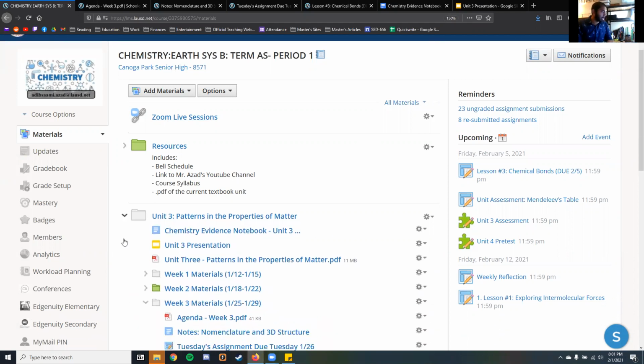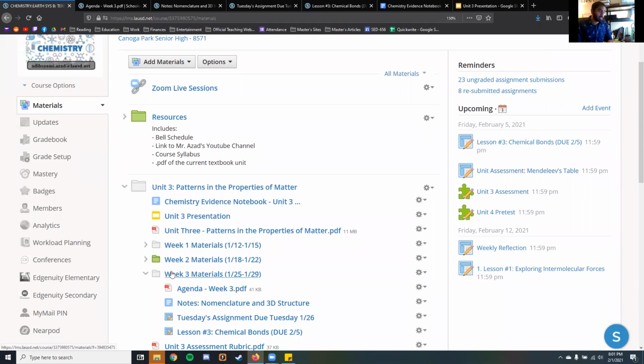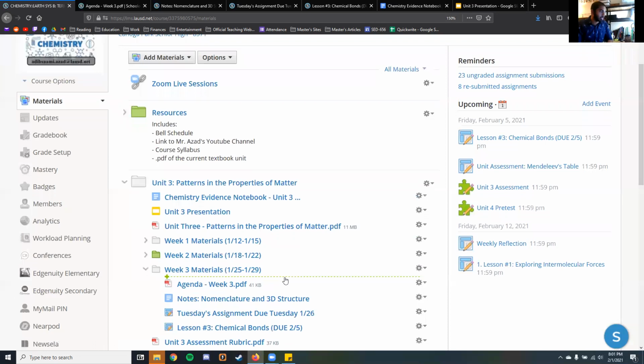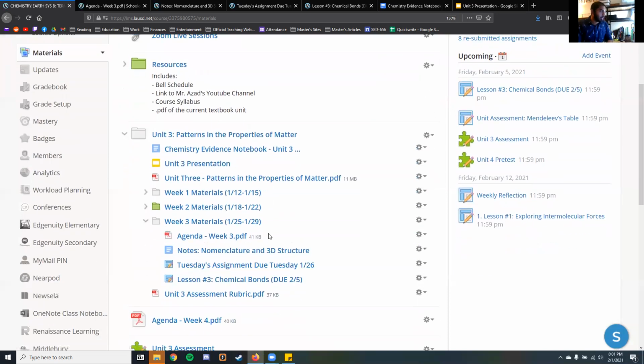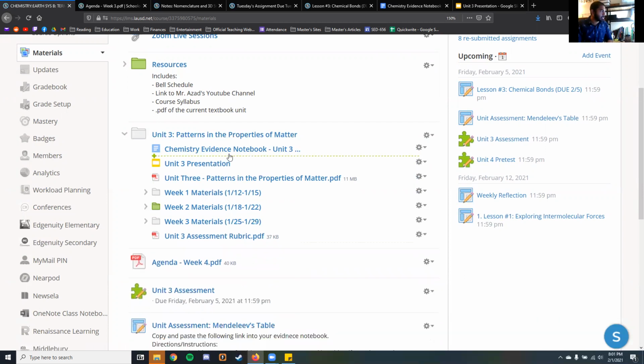The past week's stuff is in its own folder in the unit 3 folder. So you'll see week 3 materials. In it, you'll find the agenda and the 3 things we worked on that week. In the overall folder, you'll also find the notebook I work out of, the presentation that I show you guys, as well as the textbook and a rubric for the assessment here.